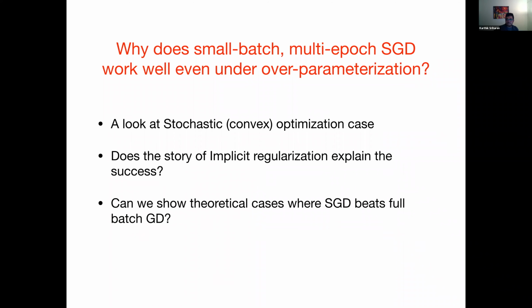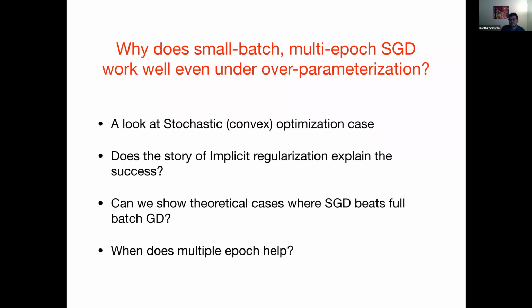Then we'll also see if we can show theoretical cases where stochastic gradient descent will beat what's called full batch gradient descent. That is, you set batch size equal to the sample size, the number of samples that you have. And so the idea is that on every round, you go through your entire sample, on every iteration of your update. Okay, and this is what used to be done back in the days when backpropagation was first introduced.